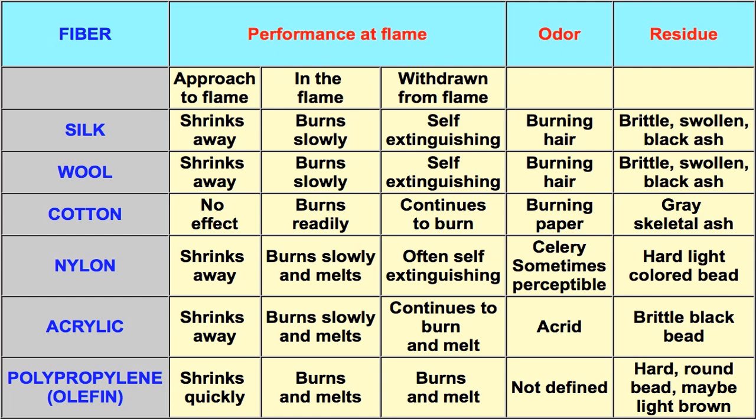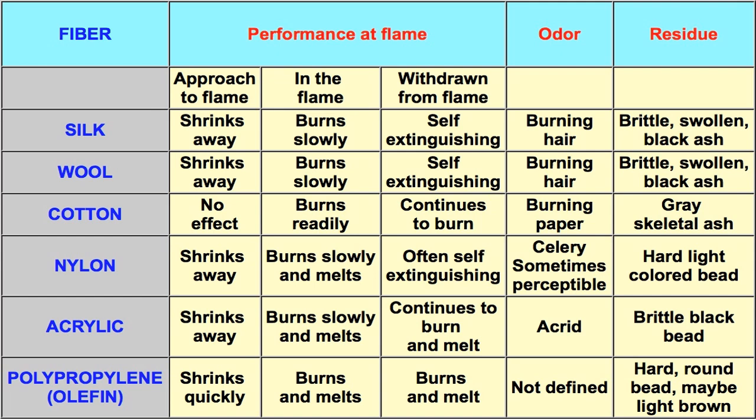Then if we see the characteristic of the ash or residue, in case of silk, it is brittle, swollen, black ash. In case of wool also, it is brittle, swollen and black ash. So if we now compare silk and wool, in all aspects both are similar, so it is very difficult to separate. Whereas in case of cotton, the ash will be grey, skeletal ash. So there is a lot of difference in case of cotton with the animal fiber.